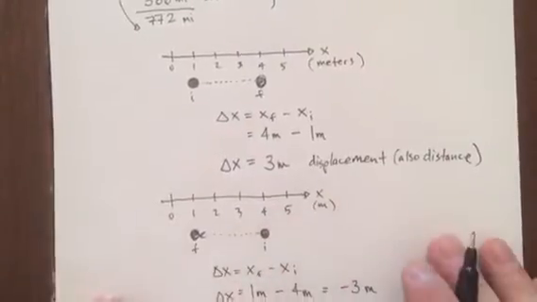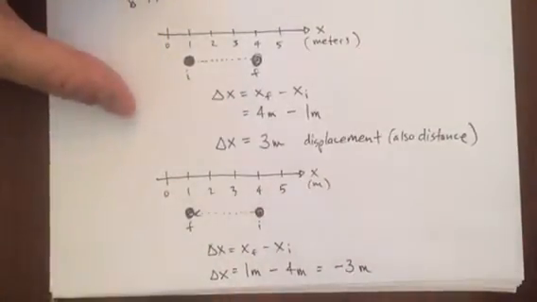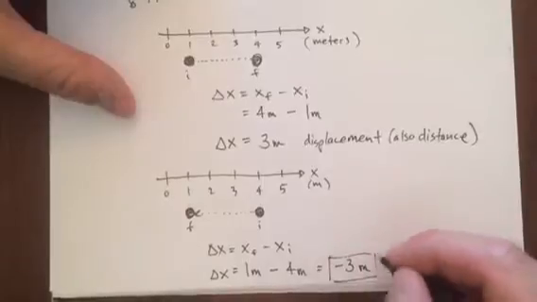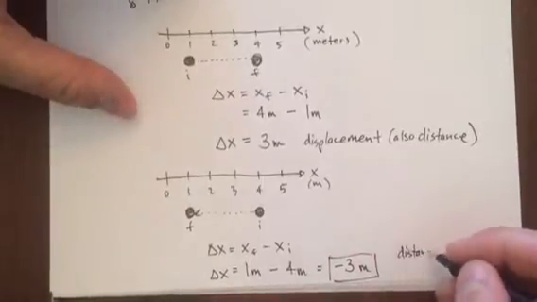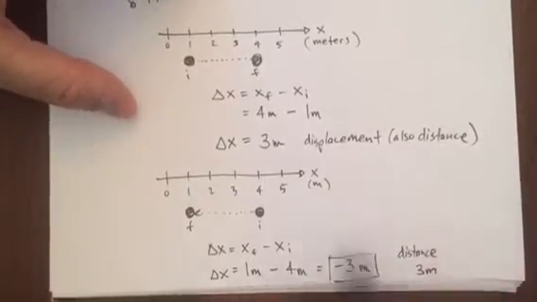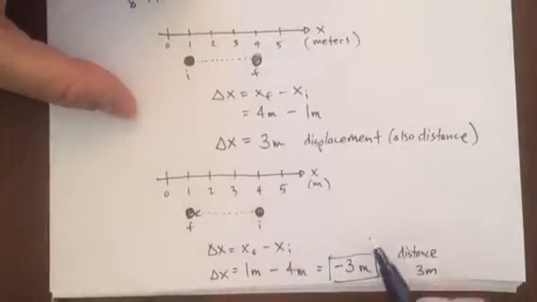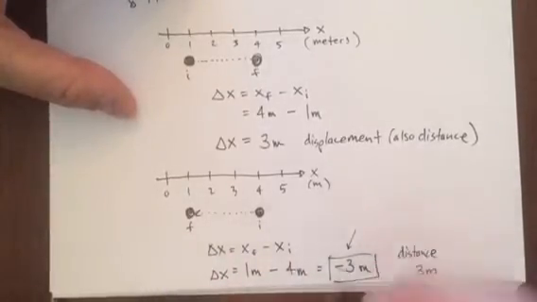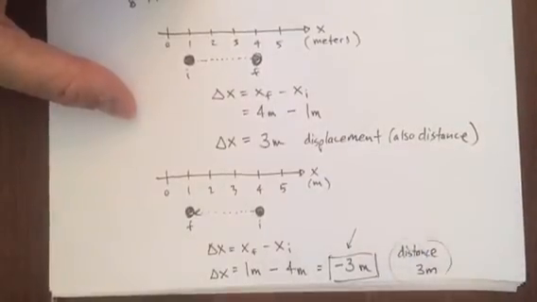That is our displacement. Okay? So the displacement is negative 3 meters. The distance that we moved in this situation is just 3 meters, because we went 1, 2, 3 meters. The displacement is the vector quantity, which has the negative, which tells us the direction that we went, to the left. The distance does not contain that information.